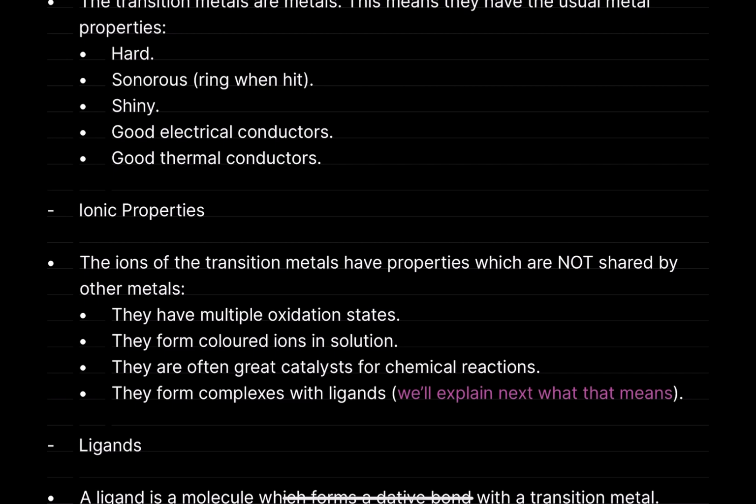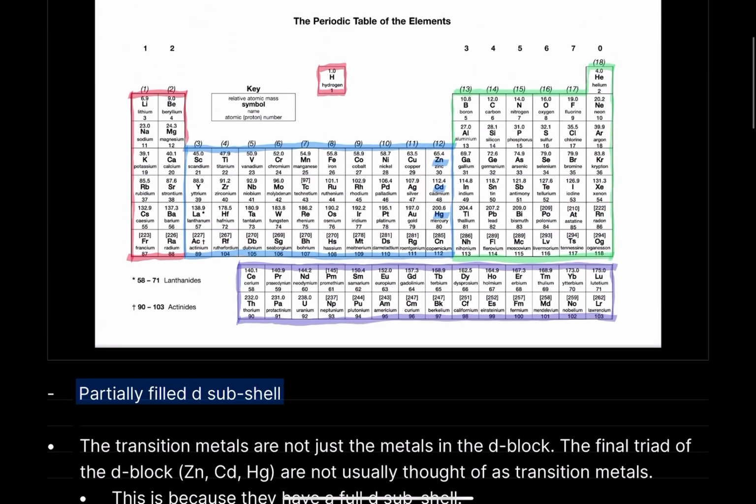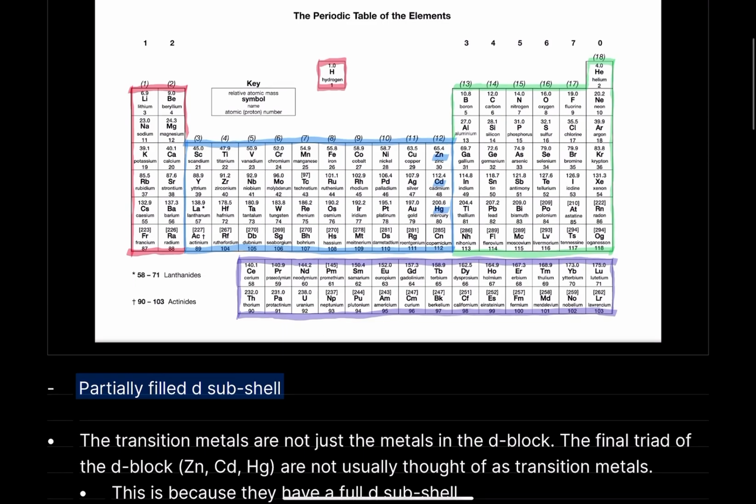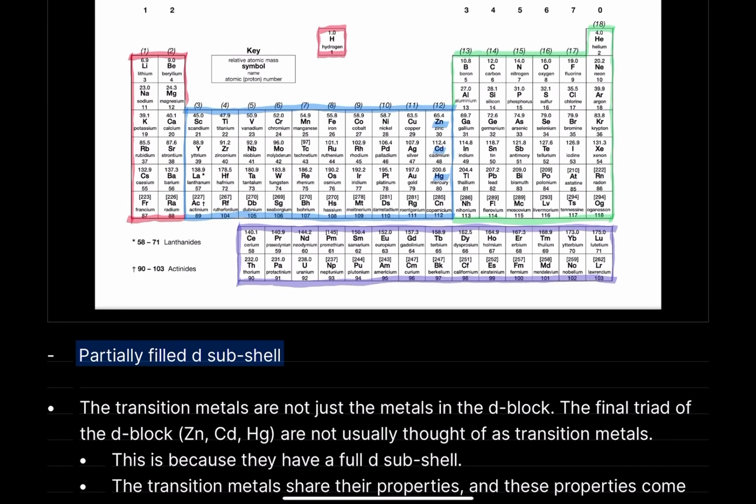The biggest difference, and there are a few, but the one that's usually used a lot in industry, is that they have multiple oxidation states. One of the biggest things about transition metals is that they have multiple oxidation states. One of the best examples that you will learn about is vanadium. Vanadium has quite a few oxidation states, but you'll also learn about chromium and copper.